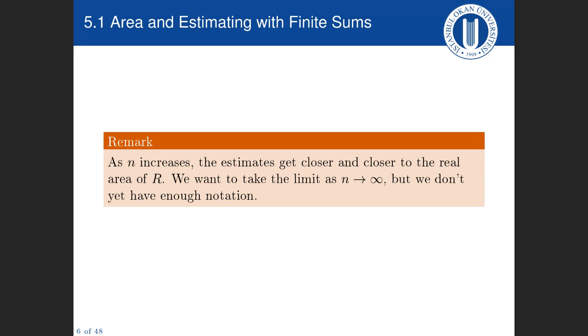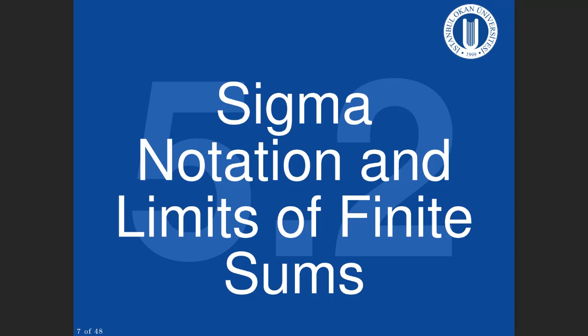Now, the idea here is that as n increases, as the number of rectangles increases, the estimates are going to get closer and closer to the real area of R. What we want to do is take the limit as n tends to infinity, but we can't do that yet because we don't have enough notation. That's all I want to say from section 5.1.